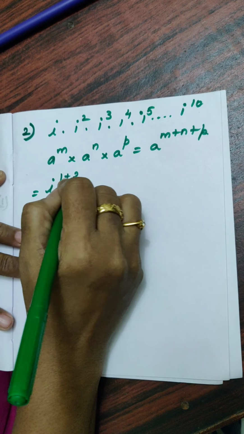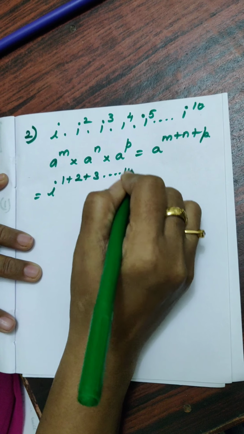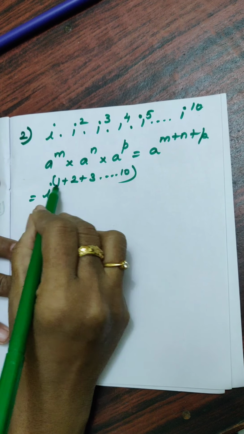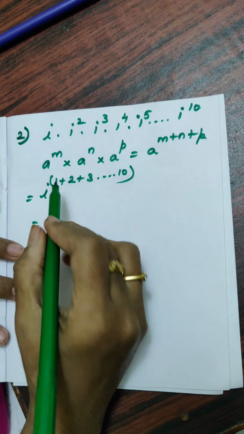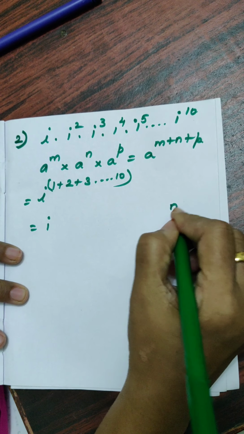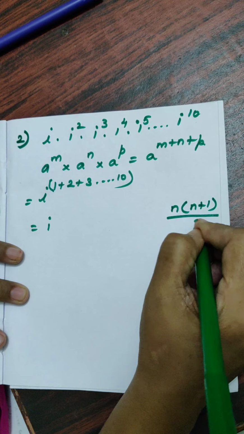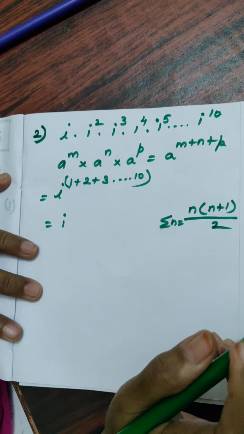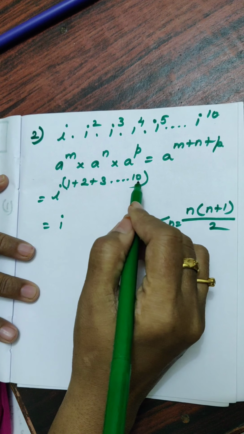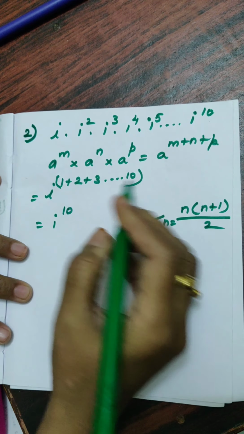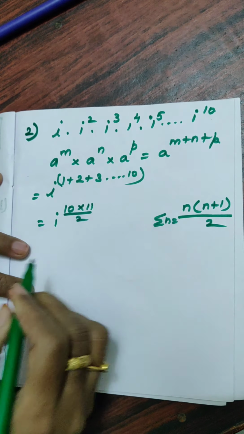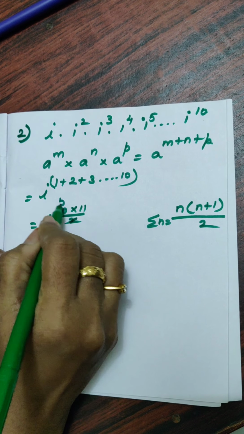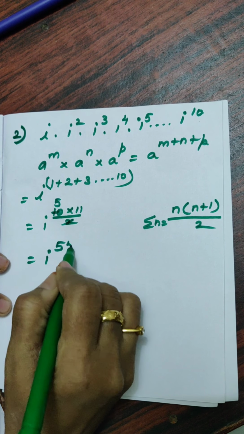So 1 plus 2 plus 3 plus etc., up to 10. In your 10th standard you learned the summation of first n terms. You know the answer, no? The summation of first n terms is n into n plus 1 by 2. Already you heard about this result. So I am using this concept: 1 plus 2 plus 3 plus etc. up to 10 is n is 10, so 10 into 11 by 2. I am cancelling 10 and 2, it becomes 5. So 5 into 11, the answer is 55.